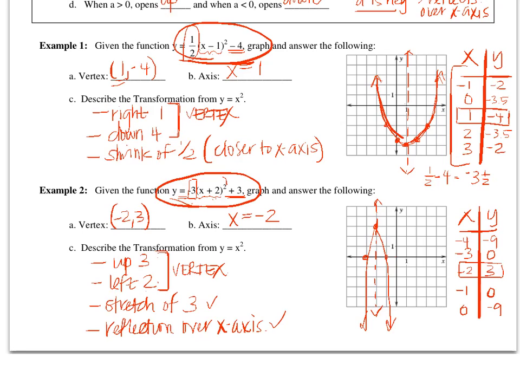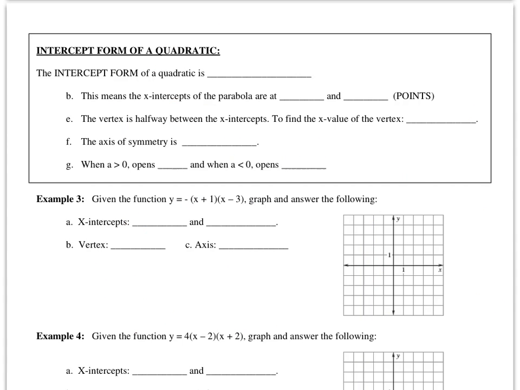Okay, and so this is one of the first ideas of what we're working on, and this is called vertex form. Okay, now let's flip the page. We're going to look at our second form called intercept form. All right, intercept form of a quadratic looks like this.